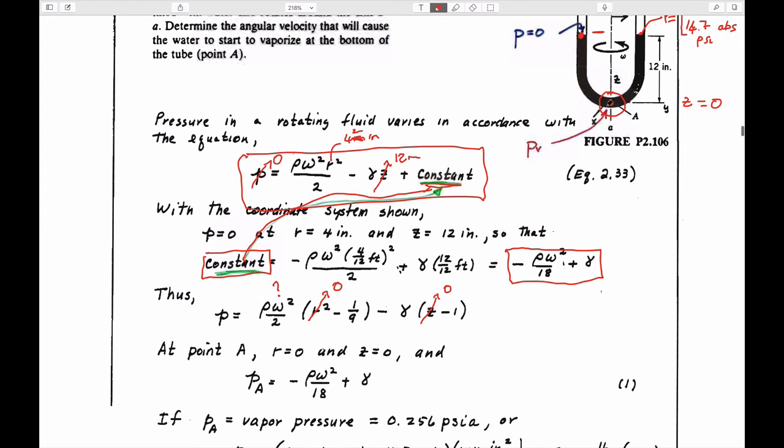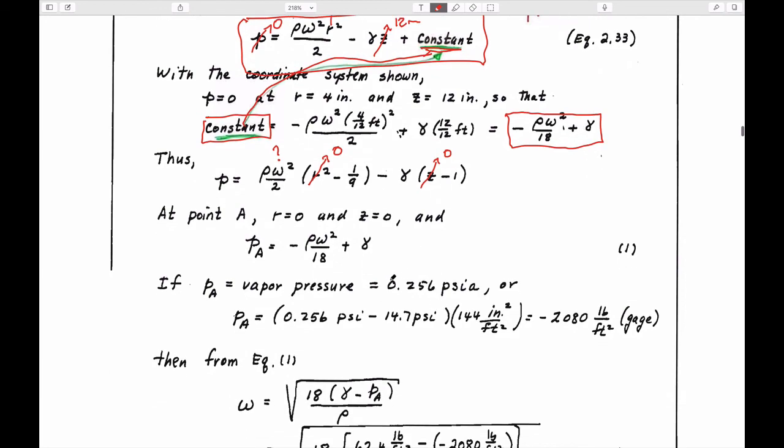We want the pressure to be equal to the cavitation pressure. We know that the vapor pressure of water is equal to 0.26 pounds per square inch absolute, and atmospheric pressure is 14.7. That means you have to lower it from 14.7 to 0.26 to get it to vaporize. So 14.7 minus 0.256 is equal to this. This is the pressure you need at that point, at 0, 0. If we know that's this pressure, the only thing we have left to calculate is the spin rate.